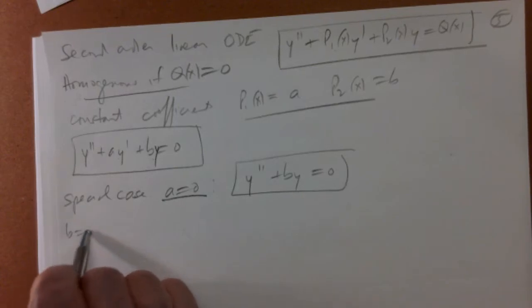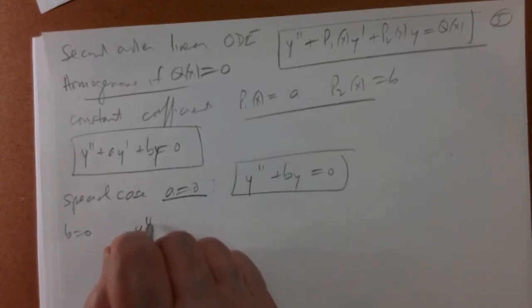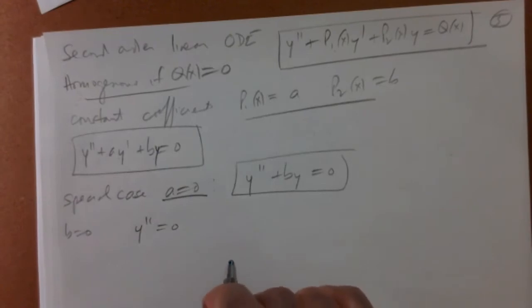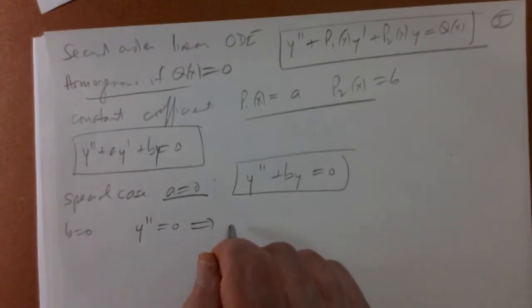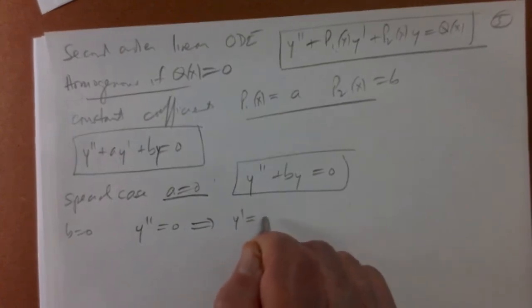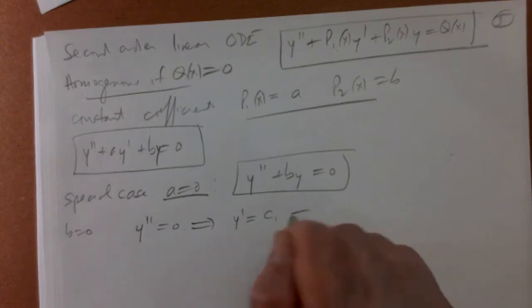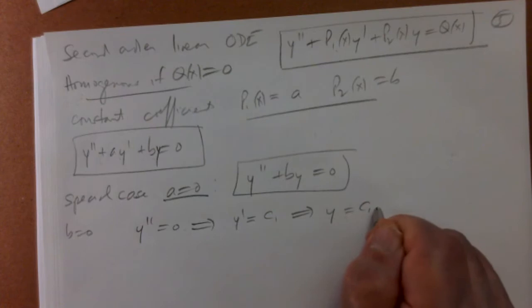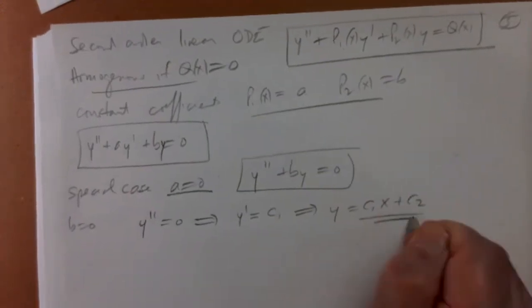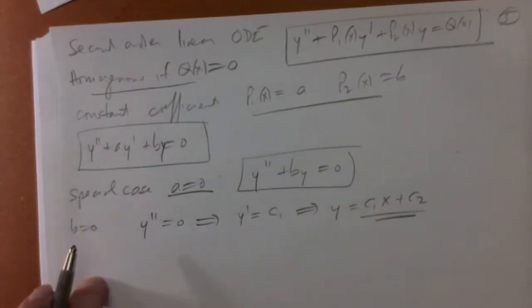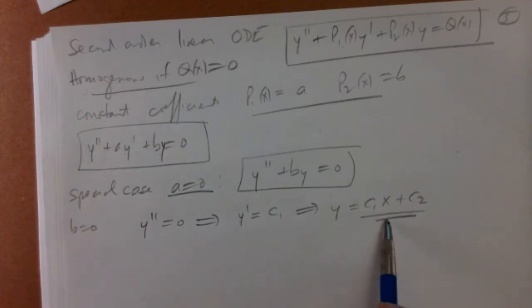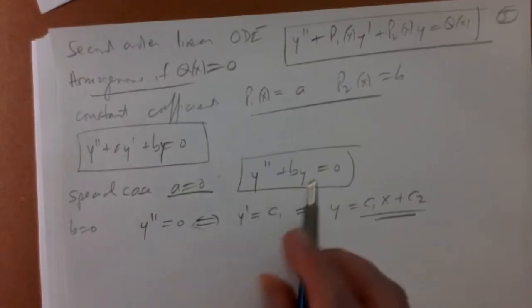The simplest case is b equals 0. In that case, we're just saying we have a function whose second derivative is 0. That means the derivative of the first derivative is 0. That means y prime is a constant. And if y prime is a constant, that means y is constant times x plus another constant. So if b equals 0, the solution is a linear function, and every linear function is a solution.